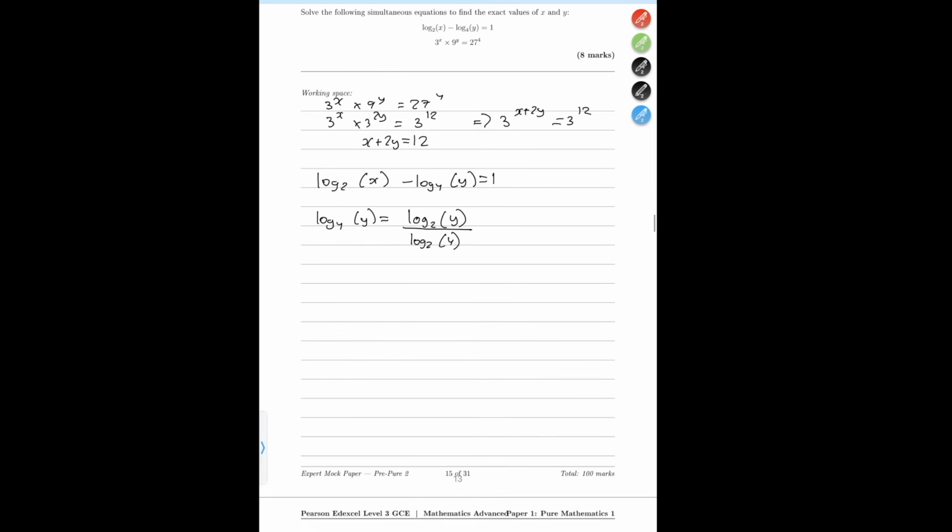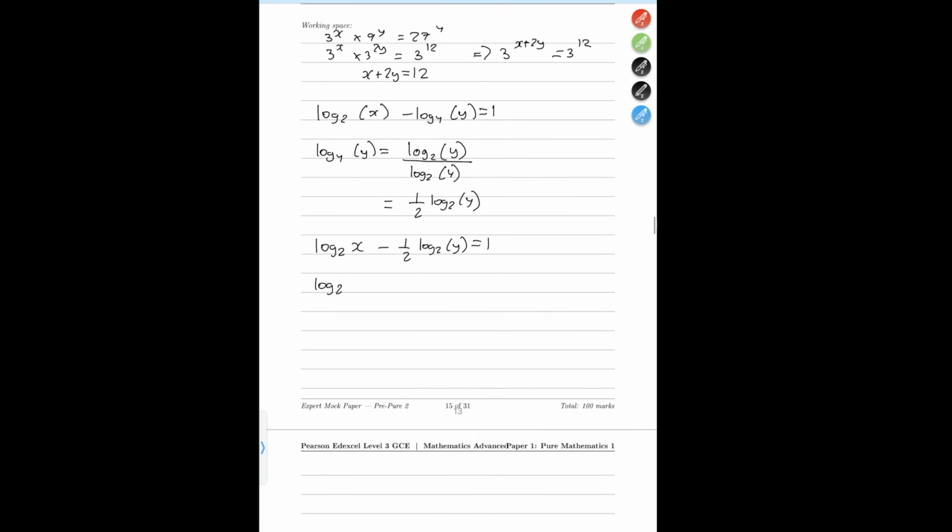Now log 2 of 4, well, 2 squared is 4, so I know that this is going to be a half log 2 of y. Let's rewrite this equation: log 2 of x minus half log 2 of y is equal to 1. Now I'm going to rewrite this as log 2 of x minus log 2 of root y, because I've done the power rule there. I have shifted this power to the top, which is a rule of logarithms. So now I can say that this is log 2 of x over root y is equal to 1.